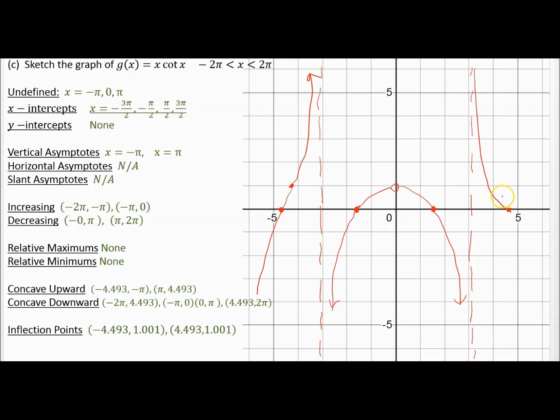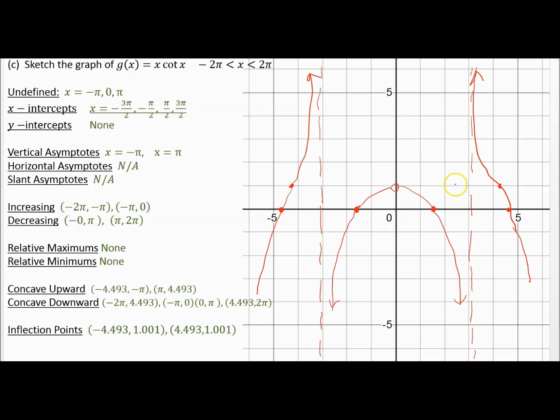Oh, and I forgot to plot that point. It changes concavity at that point, the inflection point, 4.493. So about here is where it changes concavity. So it's concave upward, and then it flips to concave downward. And then it crosses over here somewhere and goes down. Whew! Now, let's check some other stuff.